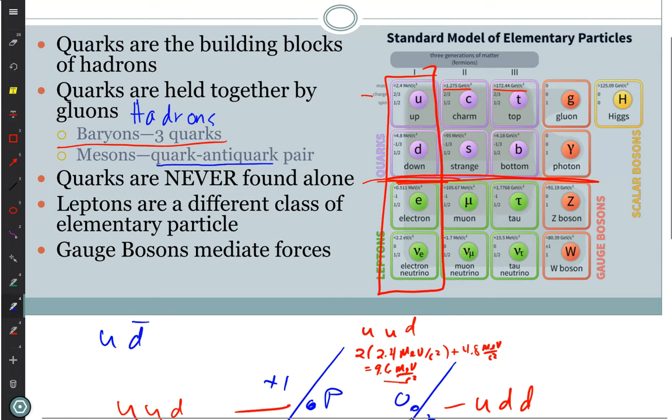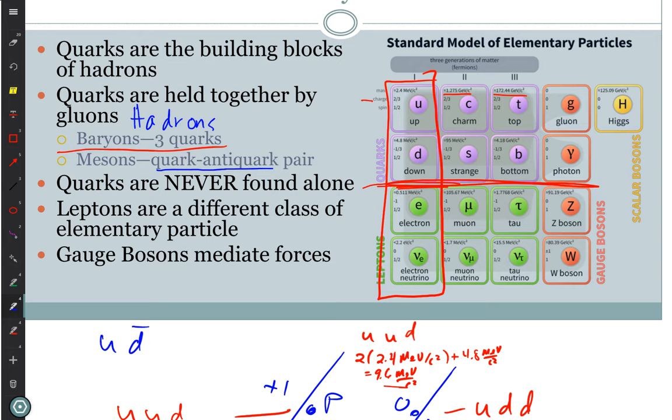Well, if I take the up, it has a charge of 2/3. The down has a charge of minus 1/3. The anti has the opposite charge. So the anti-down has a charge of plus 1/3. 2/3 plus 1/3 is 1. So once again, the mesons, the quark anti-quark pairs, always come out with integer charge values. So that's why we stick with charge always comes with integer values.